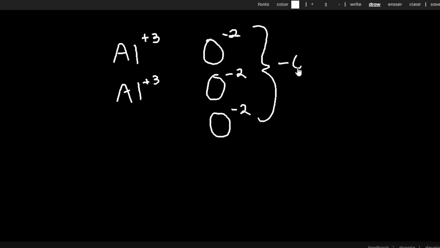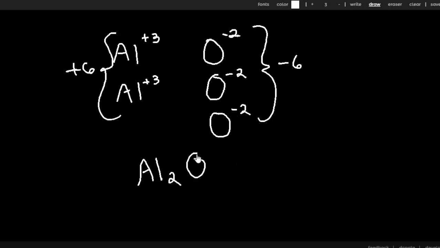Now the number of positive charges is equal to the number of negative charges. Now they're equal. So now I can write my formula. There are 2 aluminums, so I write Al2. There are 3 oxides, so I write O3. Al2O3 is my formula for aluminum oxide.